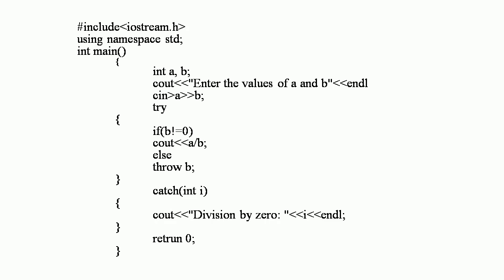What is the general exception handling mechanism? In C++, the exception handling mechanism provides three keywords. What are they? They are try, throw and catch.